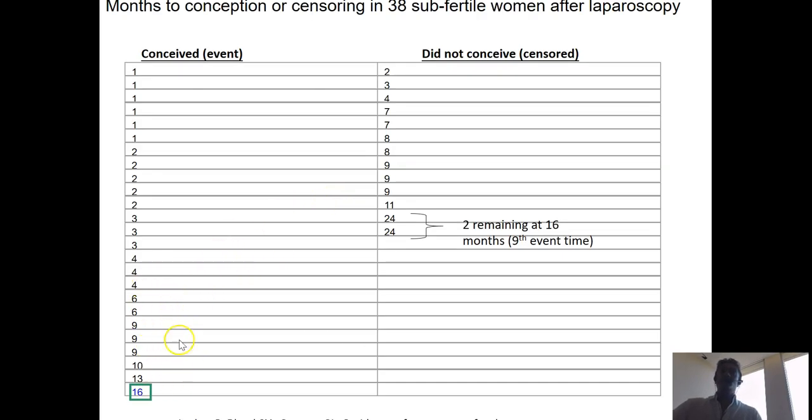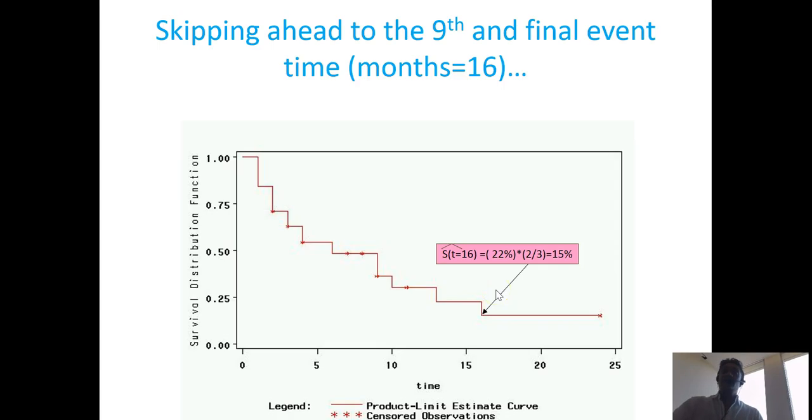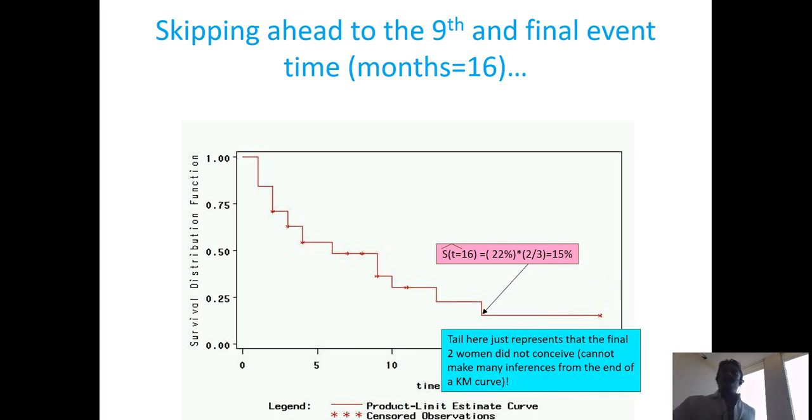Right? And we keep on going down. I won't bore you with all the math, but as we multiply it out, the final product is 15%. This is called the product limit, and that is the final survival rate for this population.